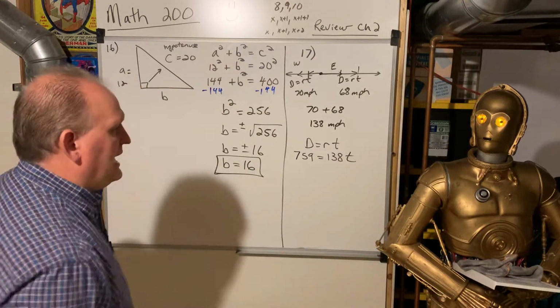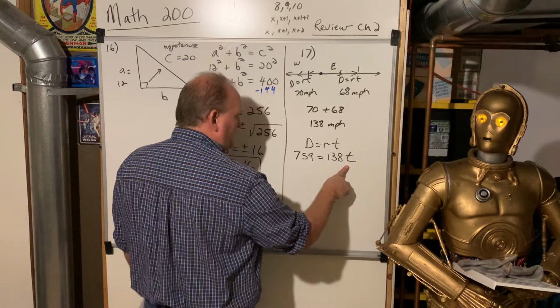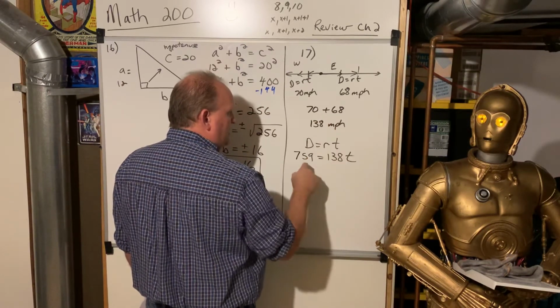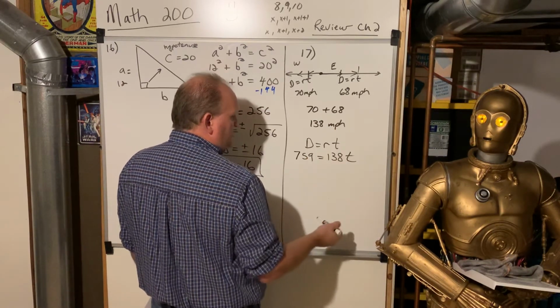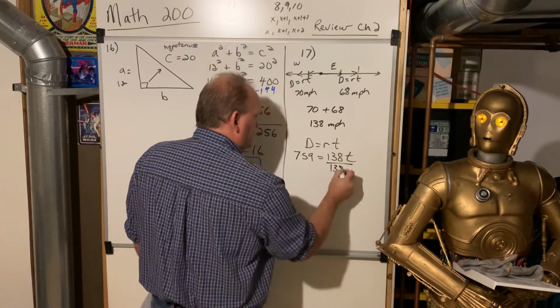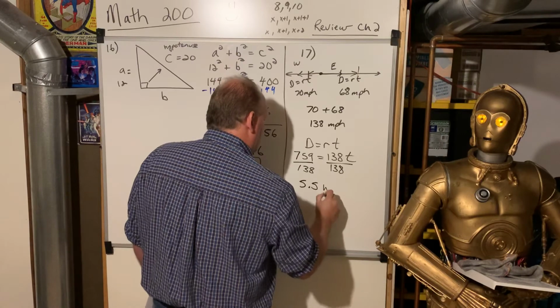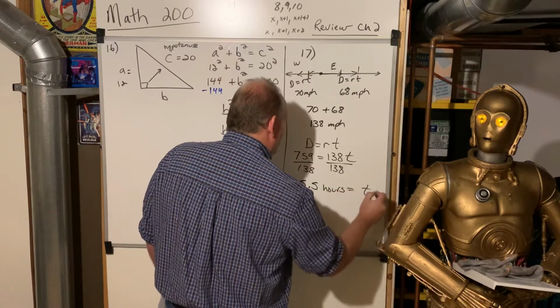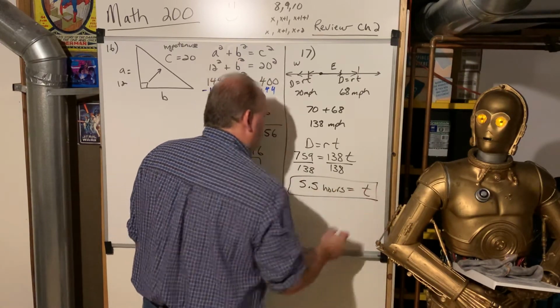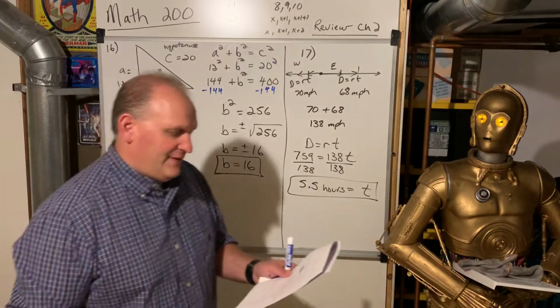So how much time would they have to be traveling away from each other at these average rates in order to get almost 760 miles away? Let me just divide. And you could just leave it as a decimal, 5.5 hours. If you made it 5.5 hours, that's fine.